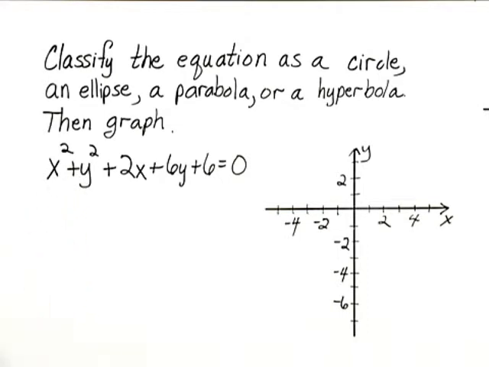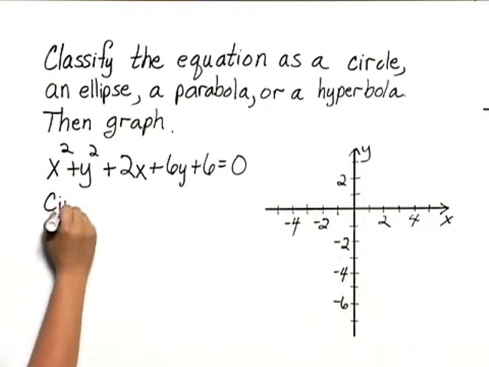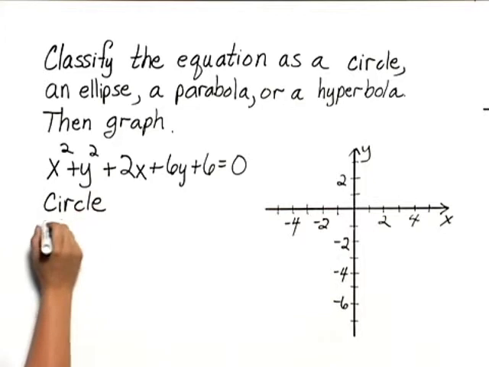That tells us we do not have a parabola. They're added, so that tells us we don't have a hyperbola. The coefficients of the x squared and y squared are the same. That tells us we have a circle. So we can start by saying that we're going to have the graph of a circle.